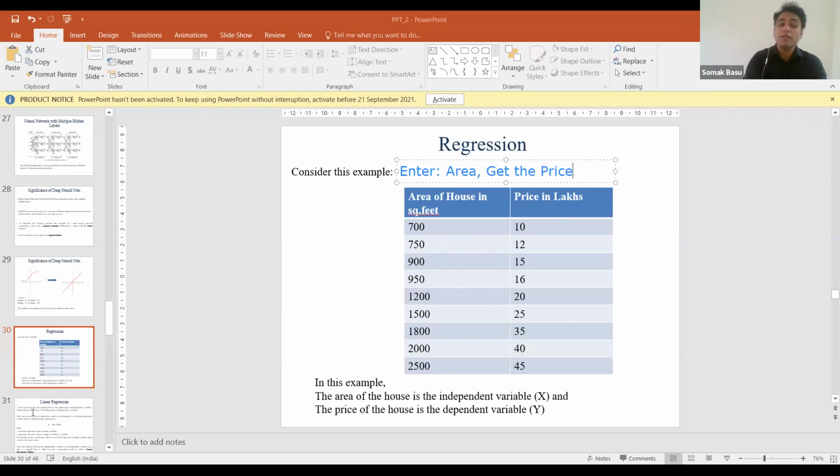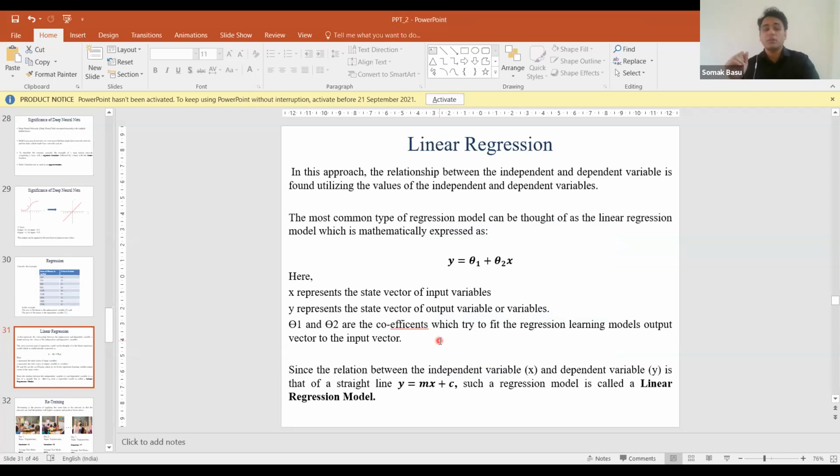What do I mean by linear regression? I'll come to the next slide now. In case of linear regression, we generally try to find a relation between the input variable and the output variable. So let us say the input variable is x, that is the area, and the output variable is y, that is the price. For example, I want to find a relation between x and y. Theta 1 and theta 2 are called the coefficients of the regression model.